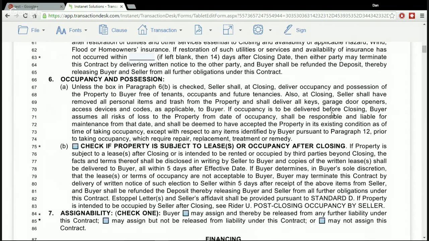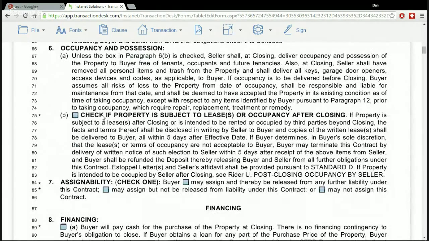If occupancy is to be delivered before closing, so if the buyer is going to actually move in before closing, the buyer assumes all risks of loss to the property from the date of occupancy and shall be responsible and liable for maintenance from that date on. So if the buyer moves in early, come closing date, they can't go to the seller and say, hey, there are some scratches on these walls that weren't there. Sorry, you accepted that already. It should be deemed that they've accepted the property in its existing condition. So that's that.